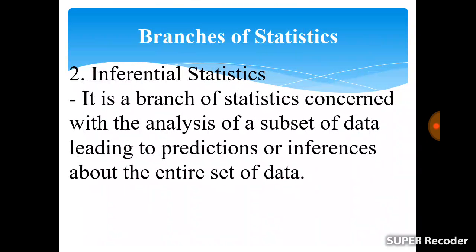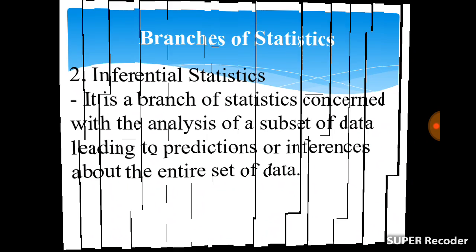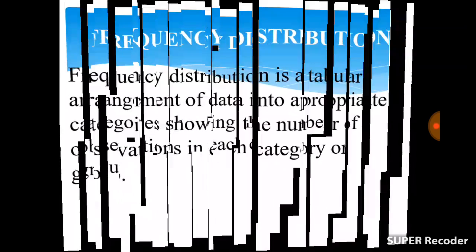So we have descriptive, and the second one is we have the inferential statistics. So in inferential statistics, it is a branch of statistics concerned with the analysis of a subset of data leading to predictions or inferences about the entire set of data. So more on interpretation of data.